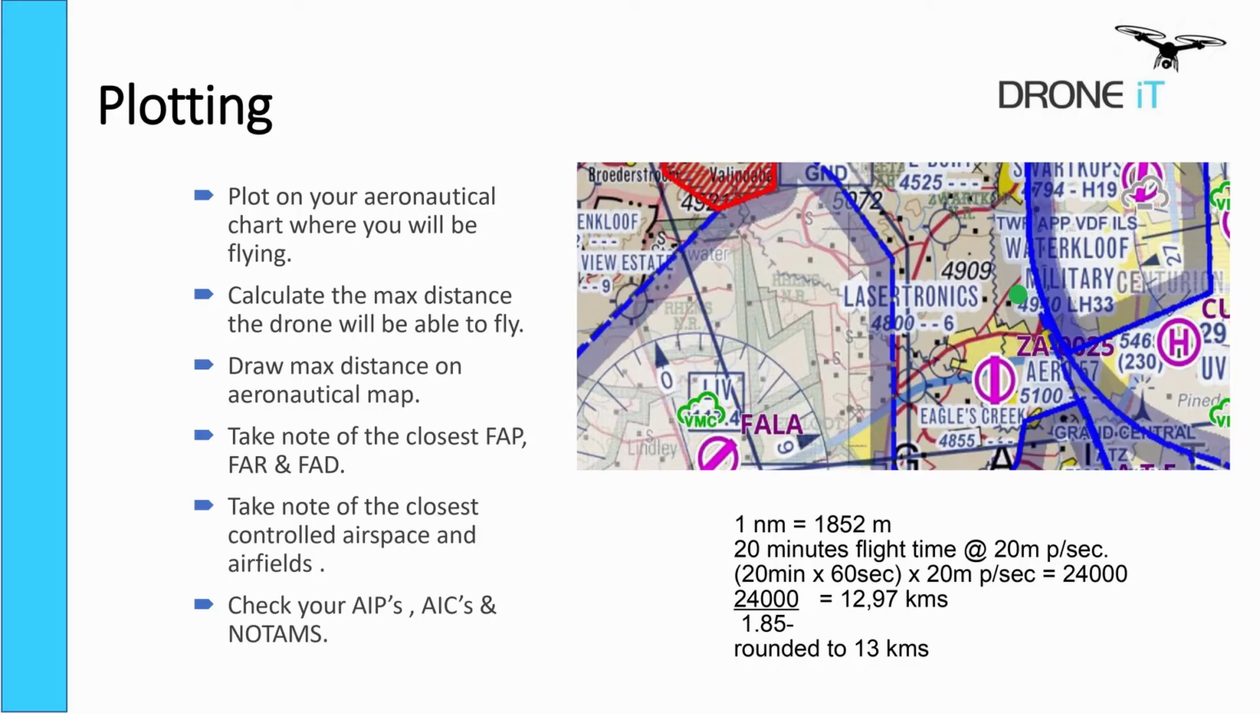And on these maps we can also see more or less what the risks and hazards involved will be. Next, what I want you to do is go and plot these coordinates on a map. You can use Google Maps, you can use aeronautical charts, whatever you have at your disposal. Next, calculate the maximum flight distance your drone can achieve.